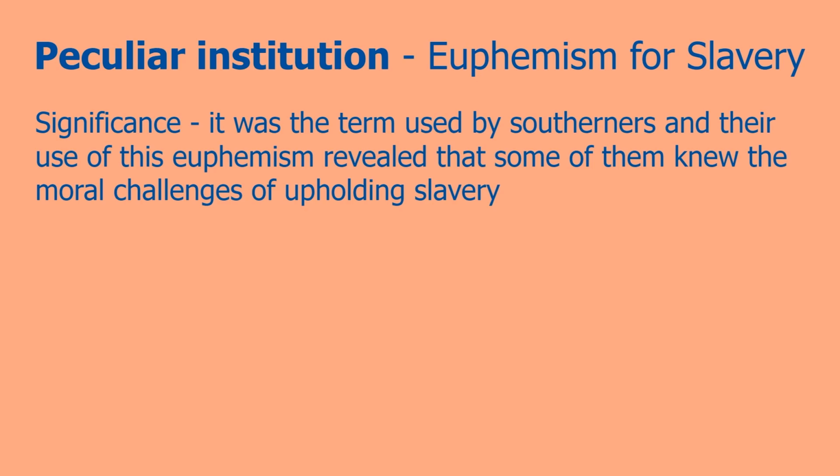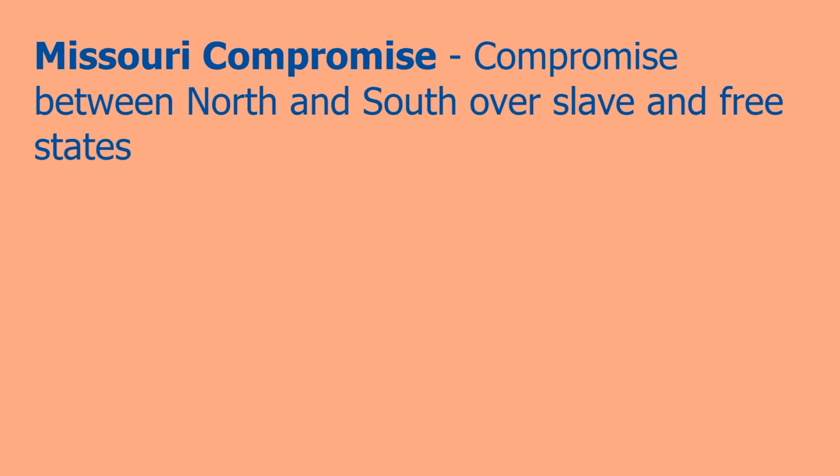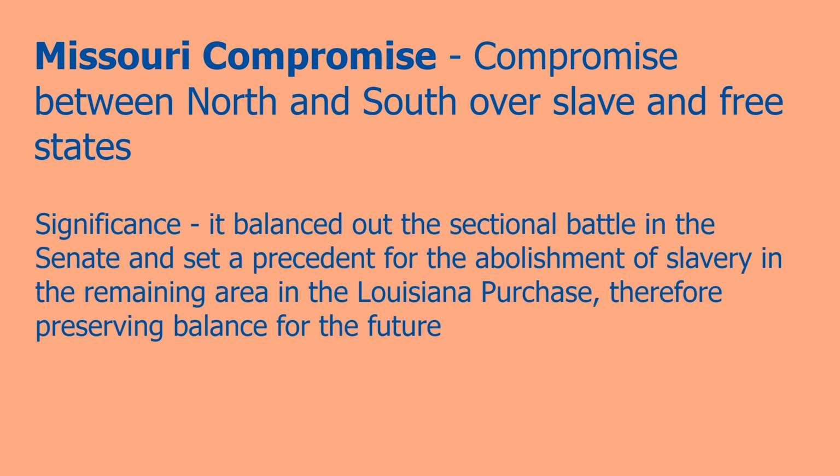So upholding slavery was becoming more of a challenge as the world modernized, and this was just one sign of that. Missouri Compromise, between North and South over slave and free states. It balanced out the sectional battle in the Senate and set a precedent for the abolishment of slavery in the remaining area in the Louisiana Purchase, therefore preserving the balance for the future. So this established the compromise line, which you should know: slave states can only be below the line and free states will be above the line, all that.